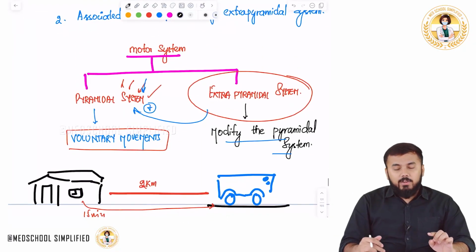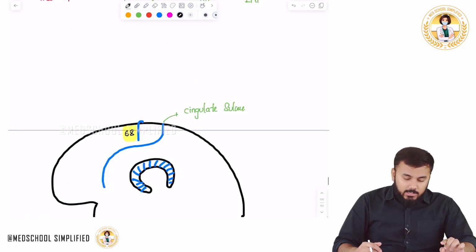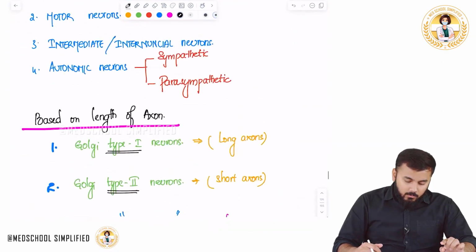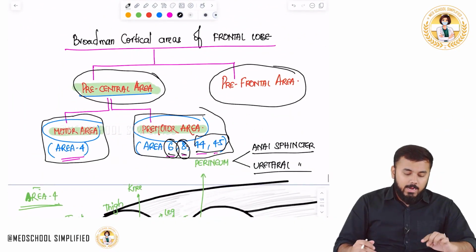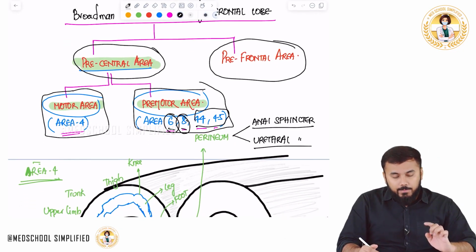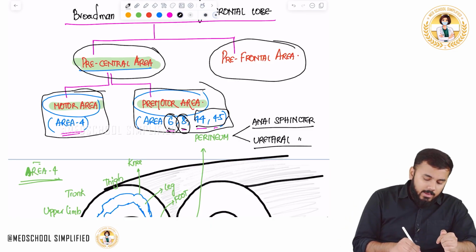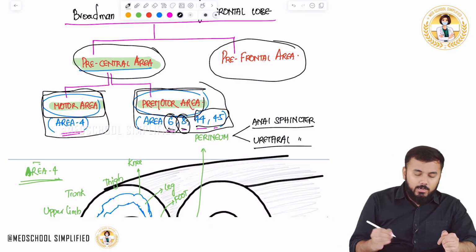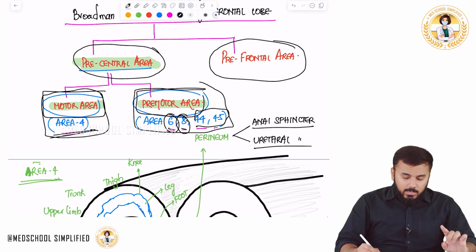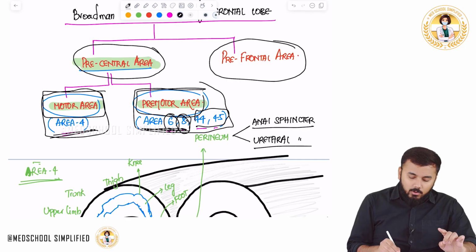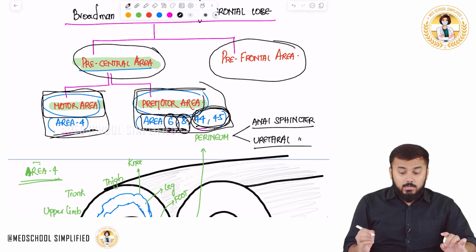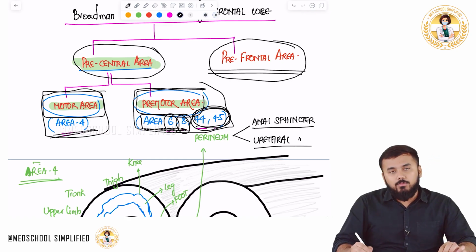So what did we discuss previously, guys? We discussed in the previous lectures one very important thing: that there are two important areas. One is called the precentral area. The precentral area has the motor area and the premotor area. In the motor area, area number 4, I have discussed the functions and where it is present. Next, area 6 and 8 and their functions I have discussed. Area 44, 45 also I have discussed. Now I will discuss the prefrontal area.